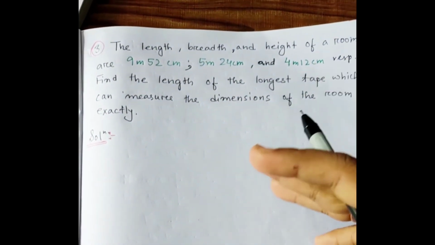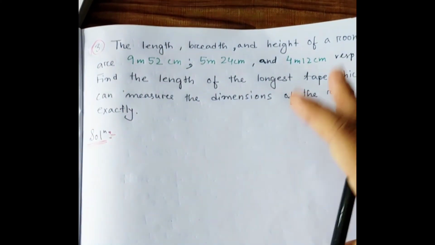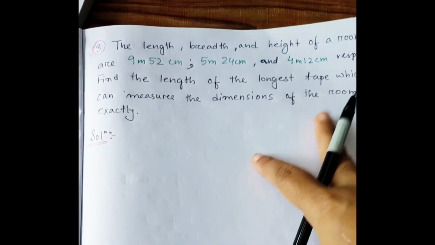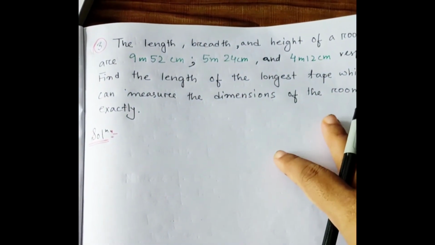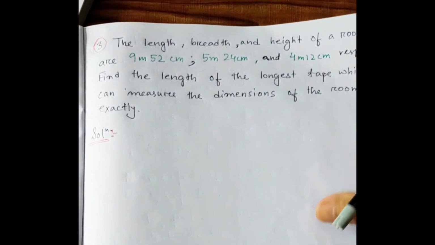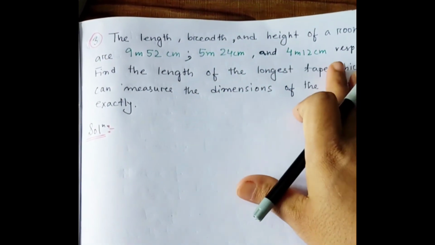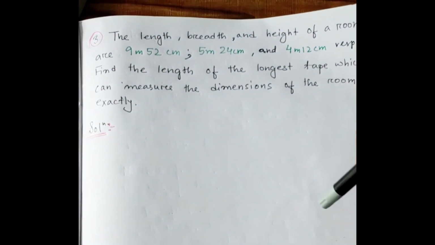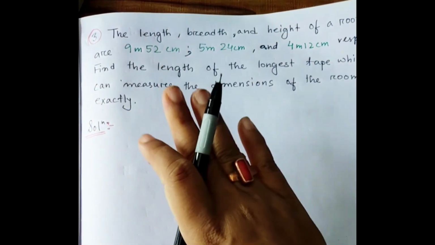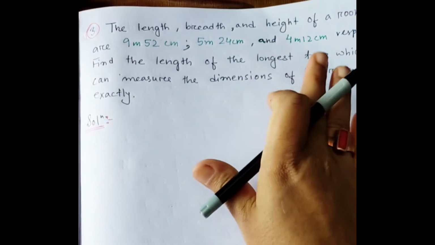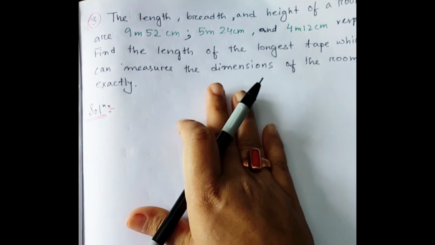Longest step means you will have to find the highest common factor of the dimensions. When you find the highest common factor, with that highest factor you can divide all these dimensions. That's why you will have to find the HCF of these 3 dimensions and you will get the measurement of the longest step which can measure the dimensions.